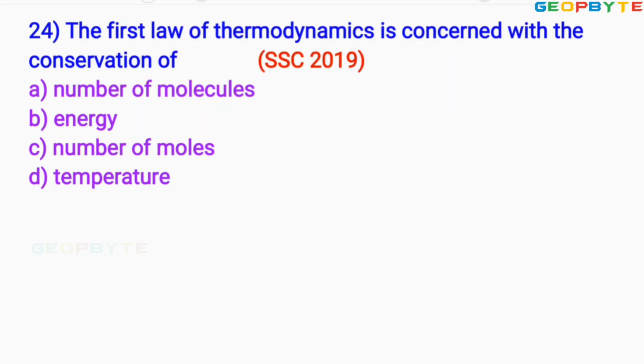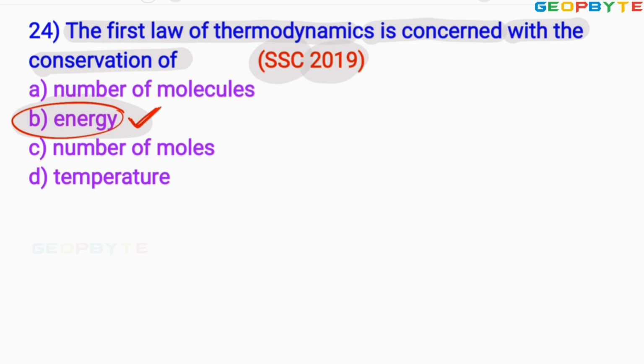Look at the 24th problem asked in 2019 for the SSC exam. The first law of thermodynamics is concerned with the conservation of energy. First law of thermodynamics says that the total energy in the universe remains constant. It means energy can neither be created nor be destroyed, but one form of energy can be converted to another form of energy. Anyhow, the first law is talking about energy. Therefore, option B is absolutely correct.